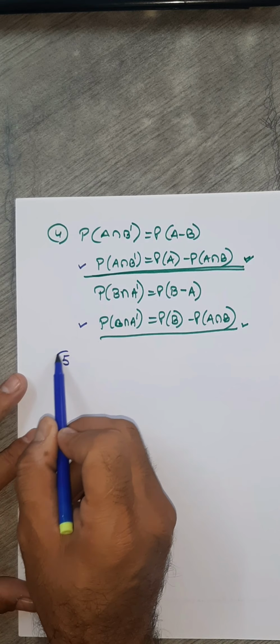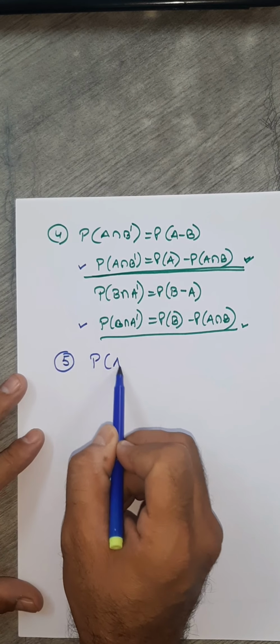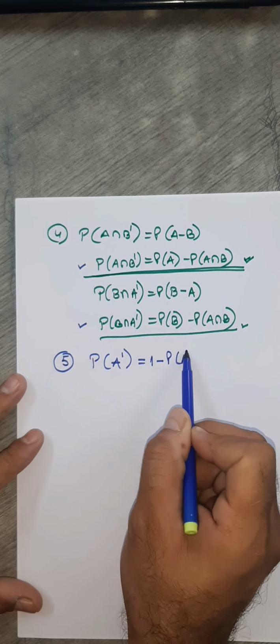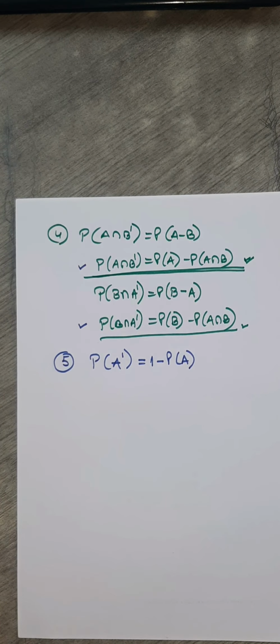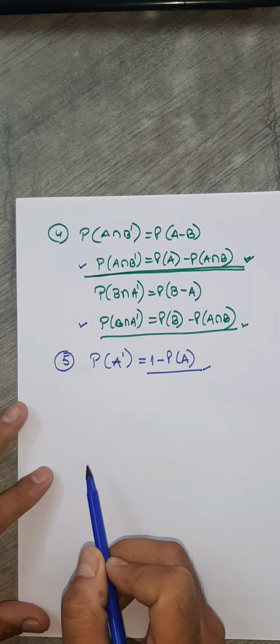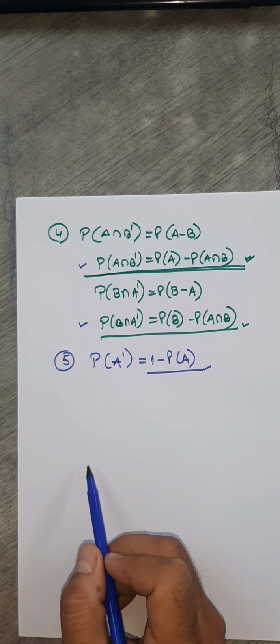And the fifth one, probability of A dash, the complementary event, is 1 minus probability of A. These are the basic results which we know from 11th standard or earlier discussions. Just to remind you, they are stated here. We'll use them somewhere.